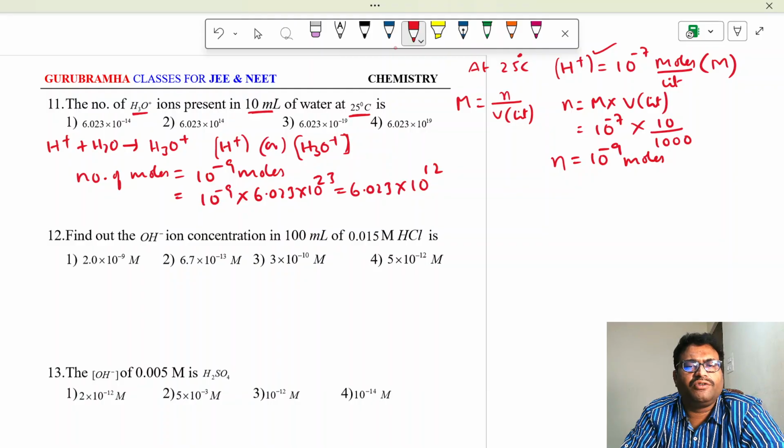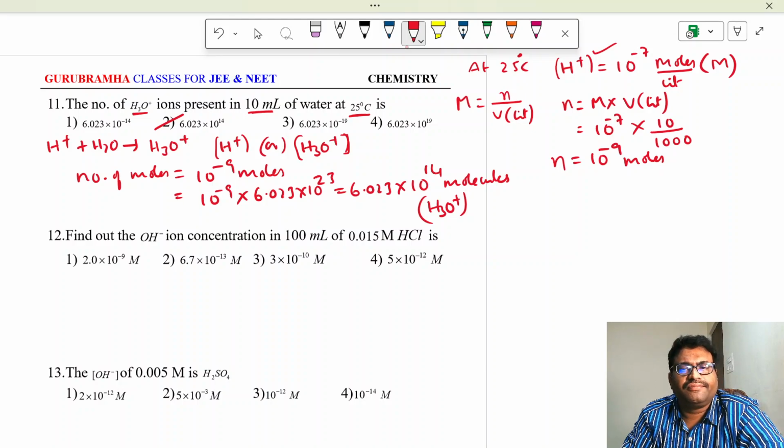23, 12, no, 14, no, right? 14 plus 9, 23. 14 molecules. So how many molecules of H3O plus are there? 6.023 into 10 power 14. So 6.023 into 10 power 14 molecules. Understood?